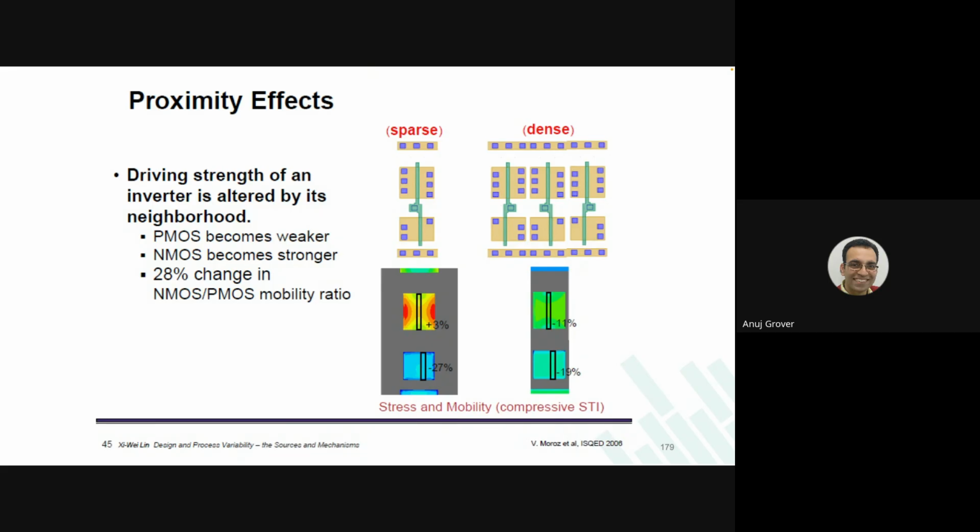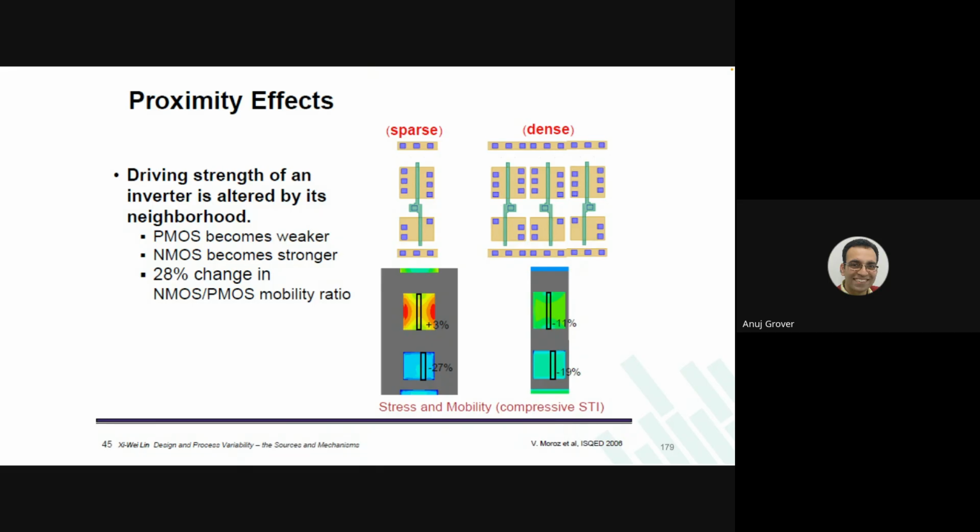As designers, if you want to emulate the same behavior in any other circuit, you have to have the same contiguous active region so that the stress effects are similar. Are you able to see this?